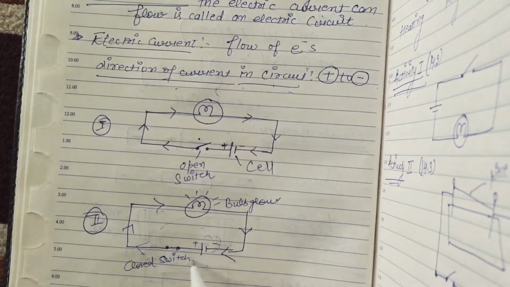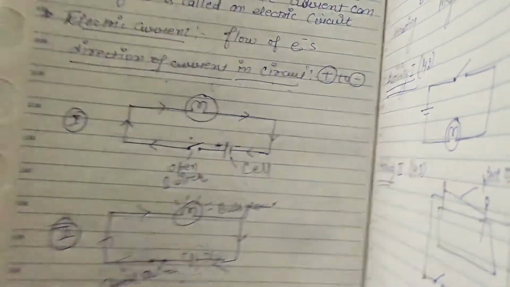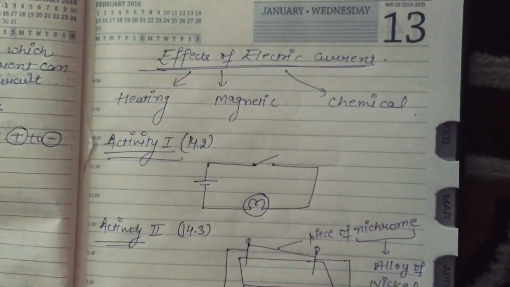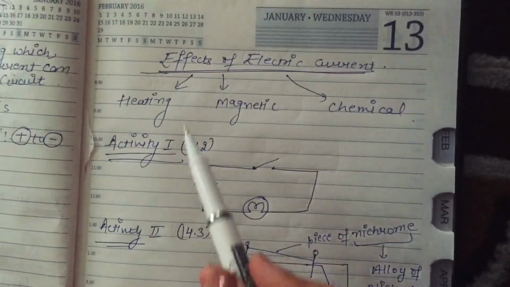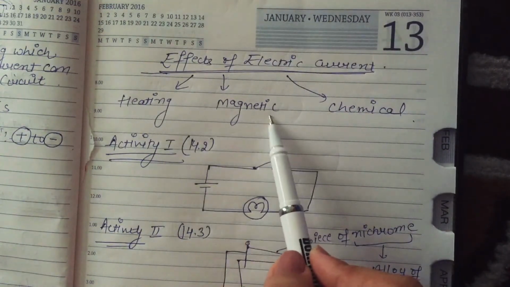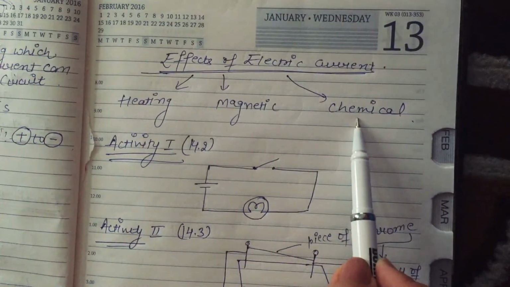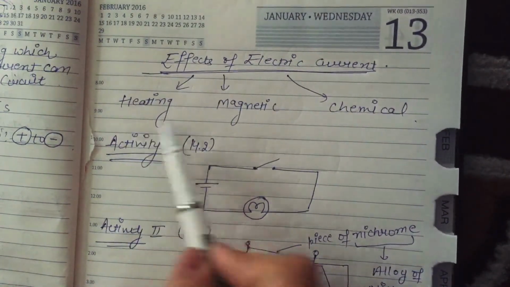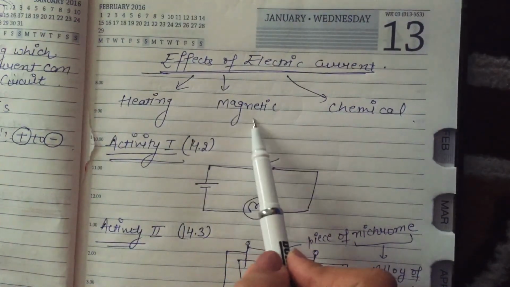Okay, you can use a battery also instead of that cell if you want more voltage. So next we will discuss the effects of the current. Three effects of electric current are there. First is heating effect, next magnetic effect, and next is chemical effect. In this chapter we will discuss the heating effect of electric current and the magnetic effect of electric current.